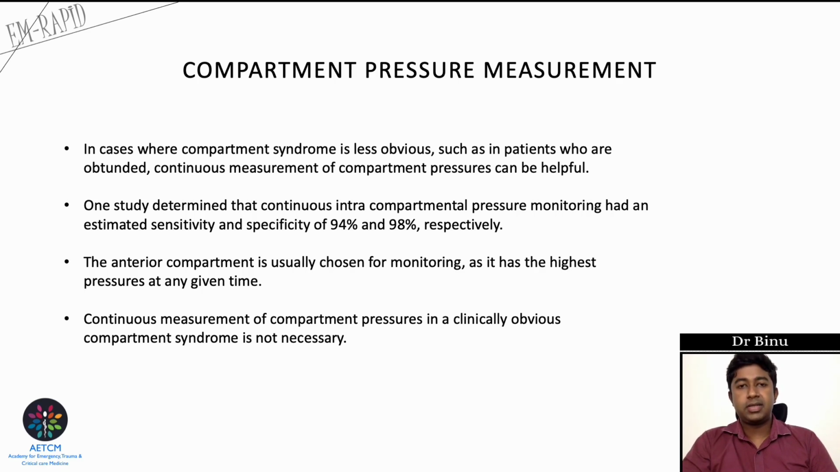In cases where compartment syndrome is less obvious, such as in patients who are obtunded, continuous measurement of compartment pressures can be helpful. One study determined that continuous intracompartmental pressure monitoring had an estimated sensitivity and specificity of 94 and 98% respectively. The anterior compartment is usually chosen for monitoring as it has the highest pressures at any given time. Continuous measurement of compartment pressures in a clinically obvious compartment syndrome is not necessary.